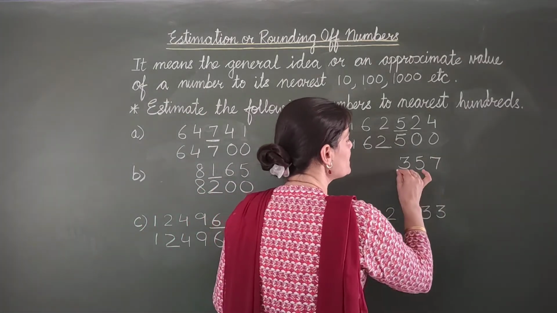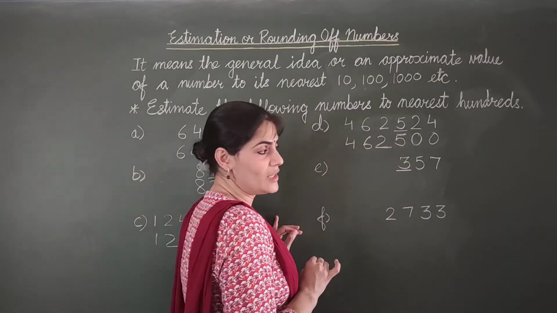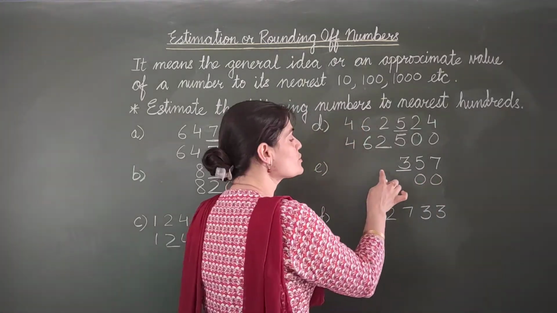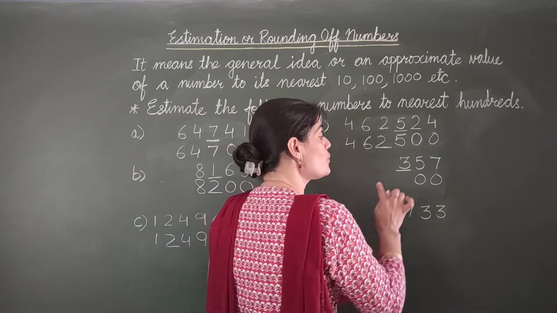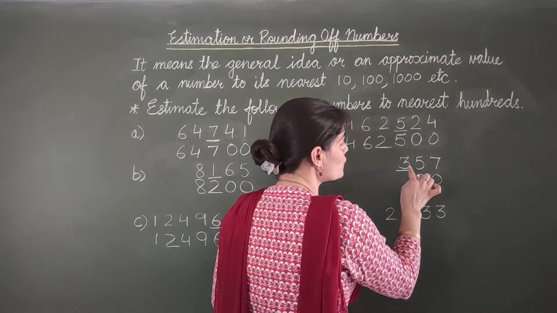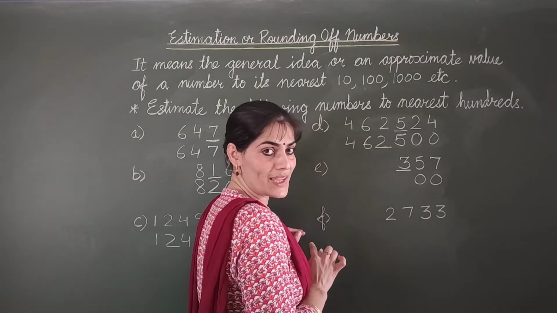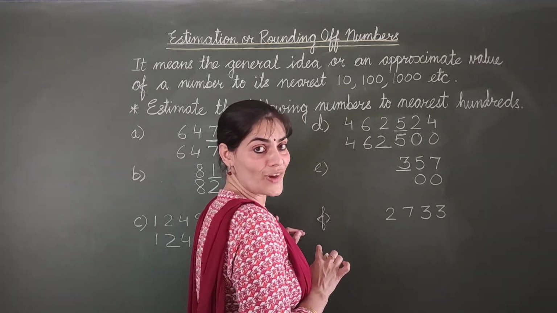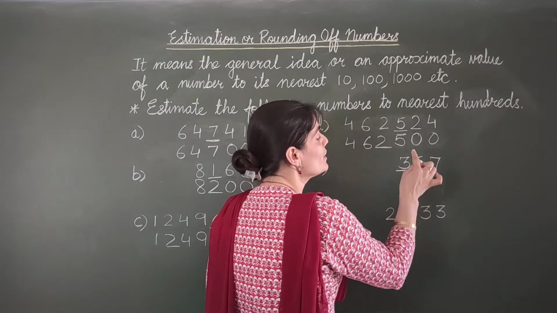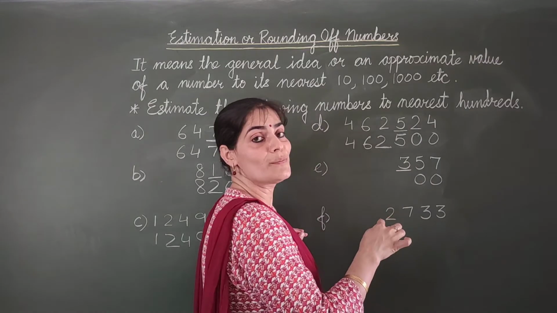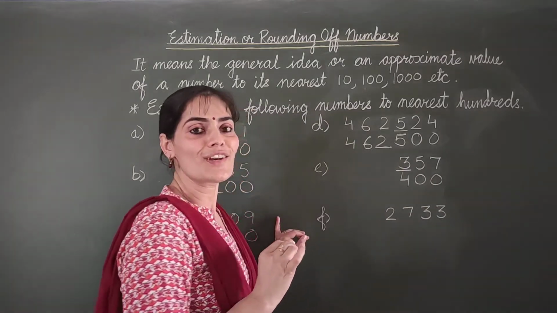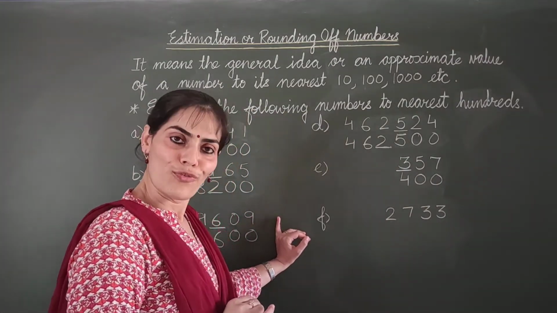Now, the next number is 357. The digit at hundreds place is 3. Now the digits at smaller places will be replaced by zeros. There is no digit at larger place. So we straight away move to the digit at hundreds place now. Now what are we going to do with this? For this I observe the digit at tens place and I find that it is equal to 5. Whether it's equal to 5 or it is more than 5, then what are we going to do? This digit at hundreds place will be increased by 1. So 3 plus 1 makes it 4. And we round off 357 to 400.